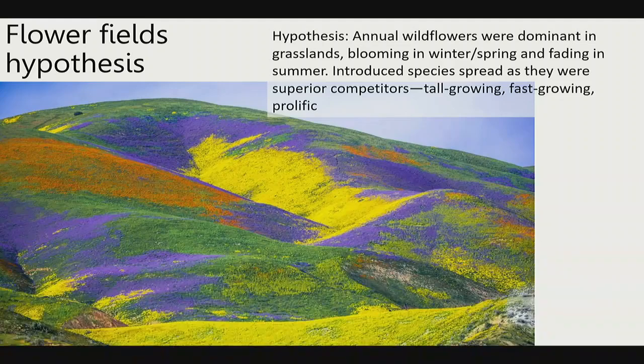There's another one called the flower fields hypothesis, right? Similar idea, except this one contends that, hey, it wasn't actually perennial bunch grasses. Conditions in California are still kind of in flux, even historically. There's things like storms, droughts, all the stuff that can disturb perennial grass communities.